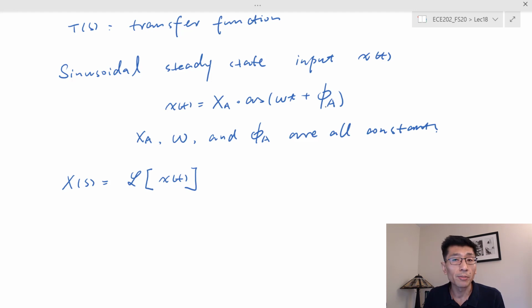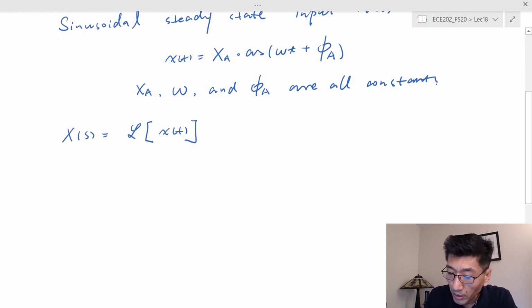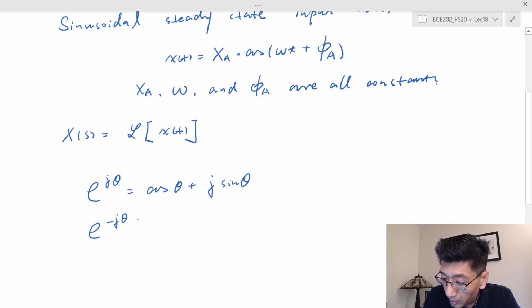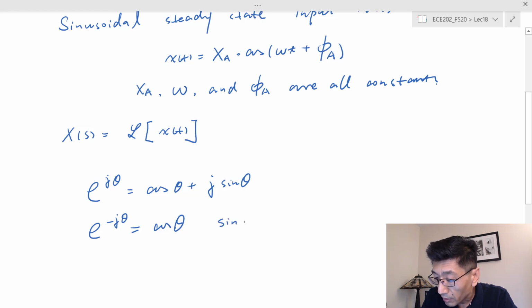And for the complex notation, we're going to use the Euler identity. The Euler identity states that e^(j theta) is equal to cosine theta plus j sine theta, and e^(-j theta) is equal to cosine minus theta plus j sine minus theta. The cosine function is an even function, so cosine minus theta is equal to cosine theta. And for the sine function, sine minus theta is equal to minus sine theta. So therefore we have these, right?